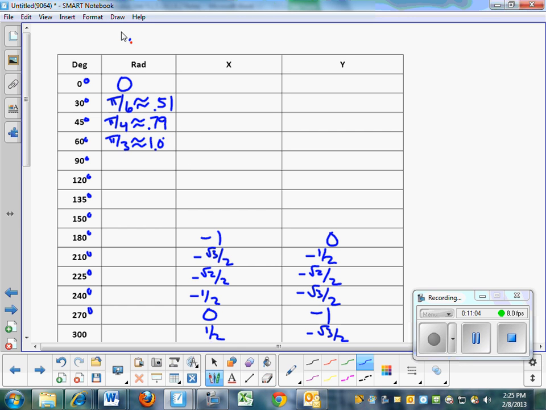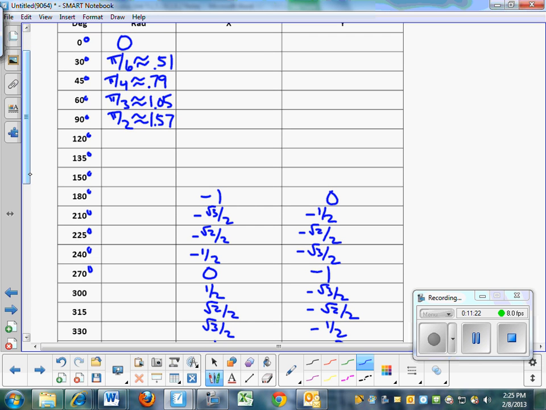Should probably be more like 1.05. Doesn't matter. 90 degrees is pi over 2. It's approximately 1.57. I'm going to stop writing the decimal. You get the idea that you can divide those and get a decimal.